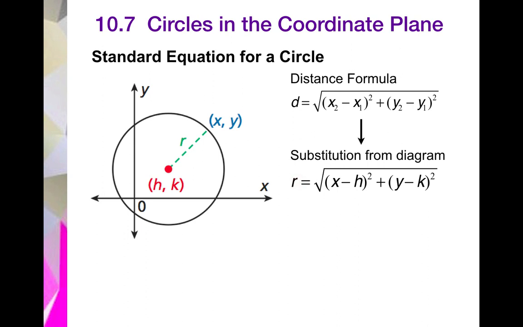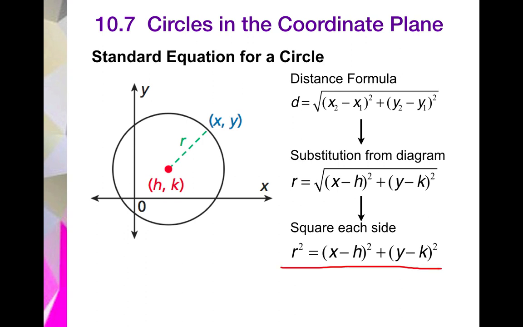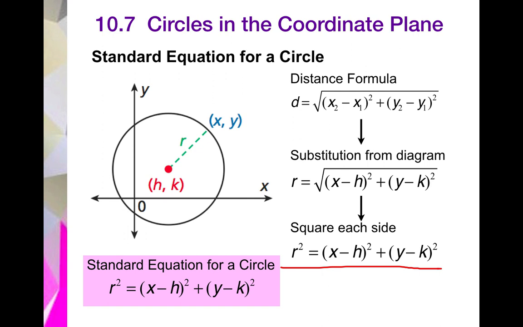So that's all we're doing. We're just substituting in these different numbers here. And then we take that and we square each side. And we get radius squared is equal to x minus h squared plus y minus k squared. And this is what we call the standard equation for a circle. Standard equation.